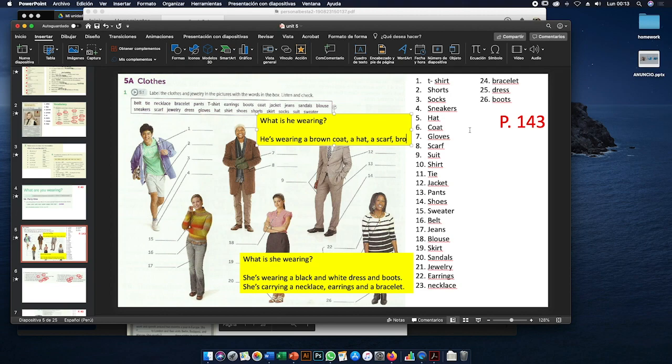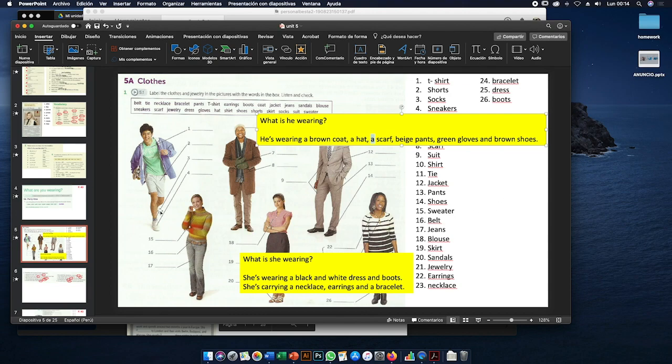brown or beige pants, green gloves, and brown shoes. So what I want you to notice here is that when you talk about something that is singular, you say he's wearing a brown coat, because there's only one unit here. A hat, you're talking about this. A scarf, you're talking about this scarf. But when you talk about something that is plural, like pants, gloves, and shoes, you don't use a, okay? No, because it's something plural.